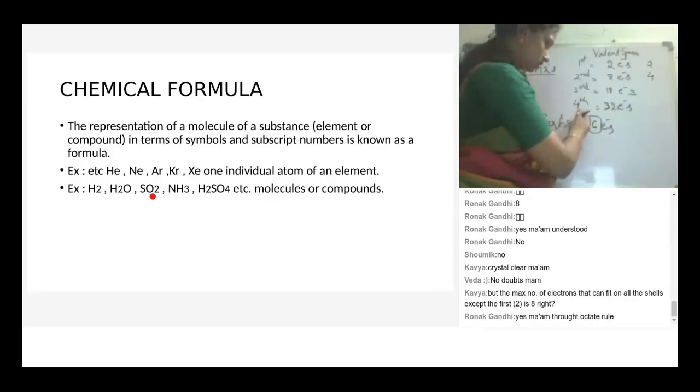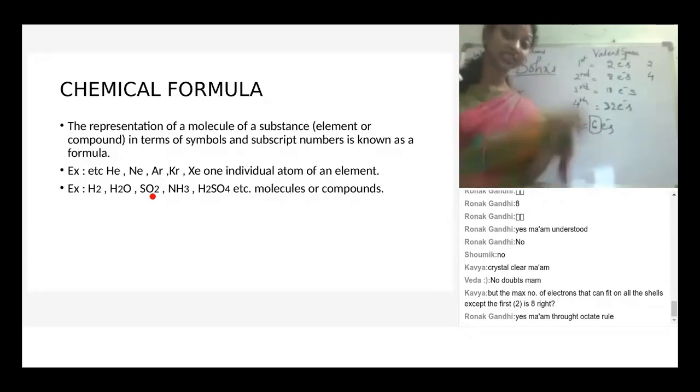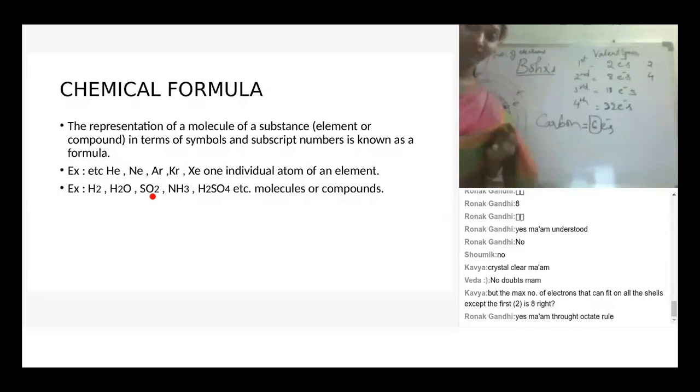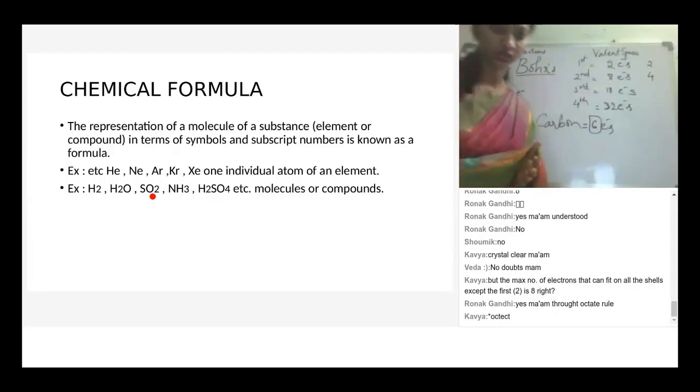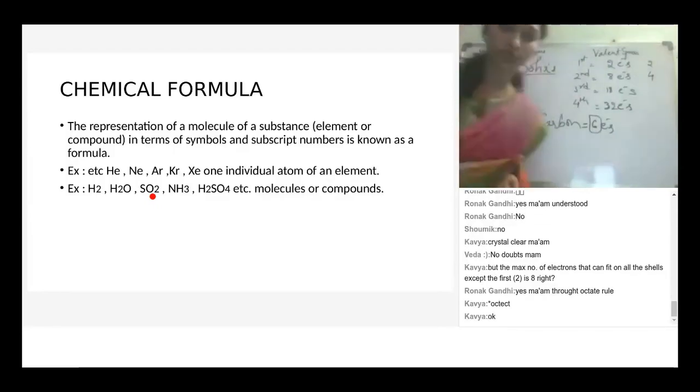But generally third shell, generally, this I mentioned, accommodate 8. Yes, okay, I'll go step by step. That's what I'm very much curious to teach your class. I just do it stepwise because the remaining children are also there. Yes, Kavya, you're right.